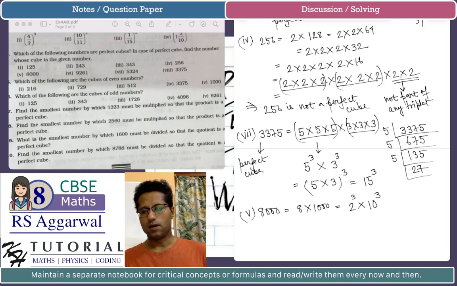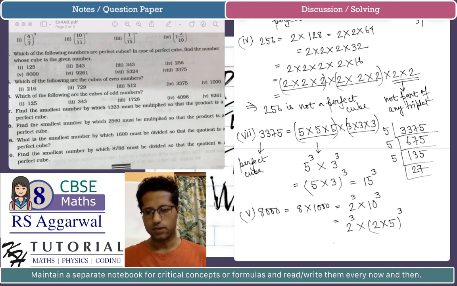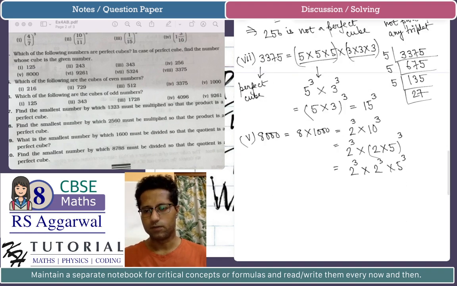Now of course, 10 cube can be further factorized. 10 is not a prime number, is not a prime factor. You can write 10 as 2 into 5 and we have whole cube. So the actual prime factors with their powers will be 2 cube multiplied by 5 cube. Now if we add up the powers of 2, we get 2 to the power 6 multiplied by 5 cube.